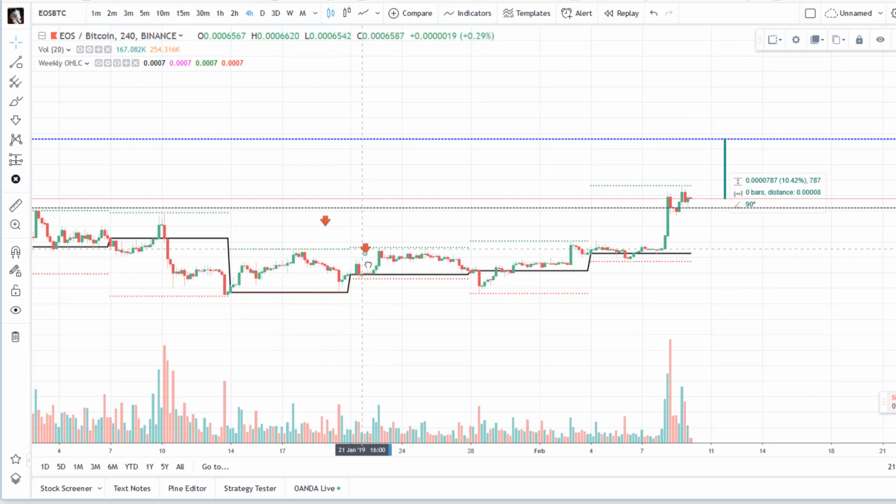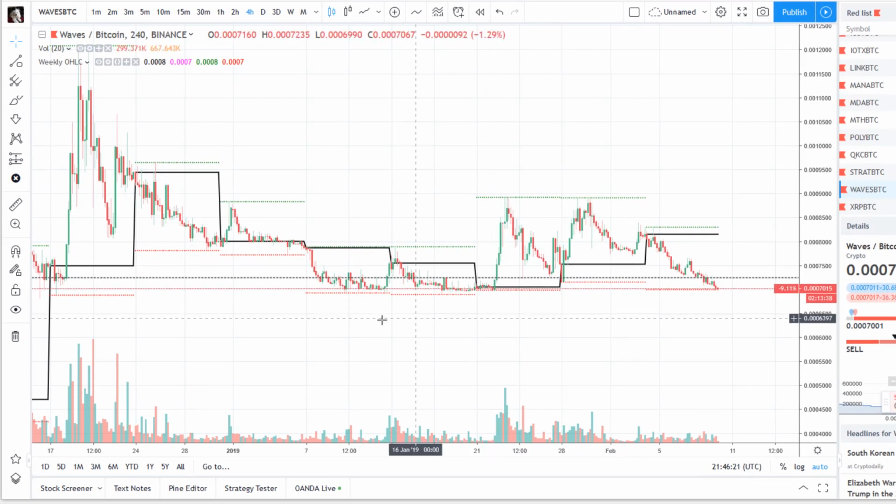Closes above, did the same thing here, except here it broke through the weekly open. And then here, price moved up, has the weekly open right here, and then really rode above the weekly open here. So let's go to another chart. So we're looking at Waves BTC right now on the 4-hour time frame.